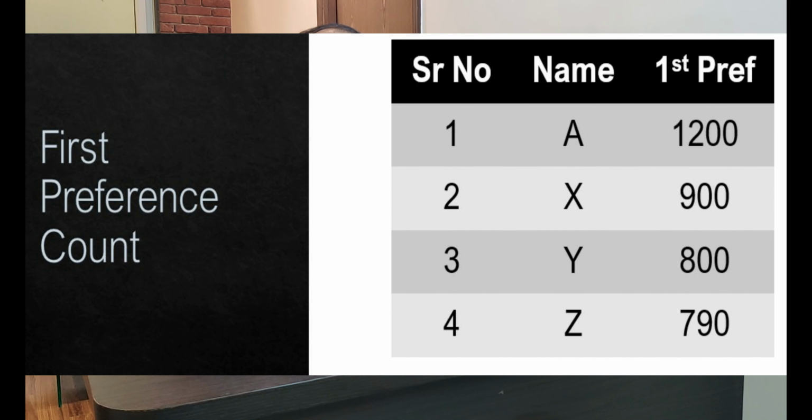You can see on the screen one example. Out of our 12,000 votes which were polled, these 4 people get the number of votes like this. Say A gets 1200 votes, candidate X gets 900 votes, candidate Y gets 800 votes, and candidate Z gets 790 votes. So in this current scenario, candidate A has got 1200 votes. Our quota is 1000 only. So this candidate has got more than 1000. He has already crossed the quota. He has already won the elections.